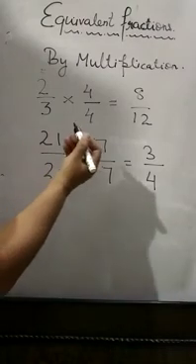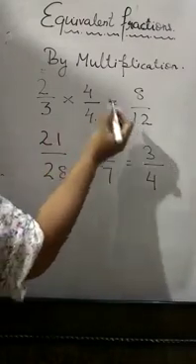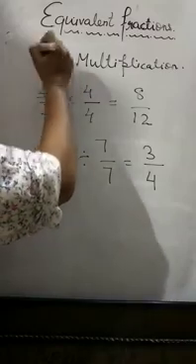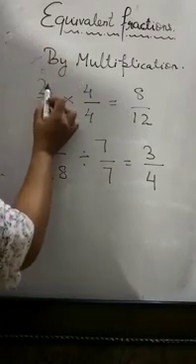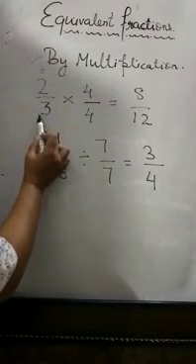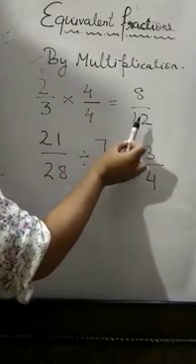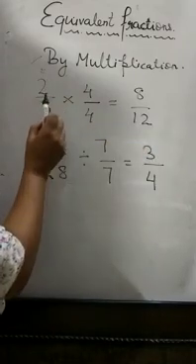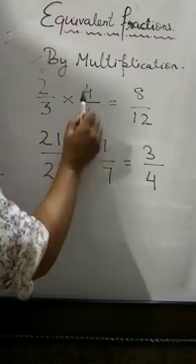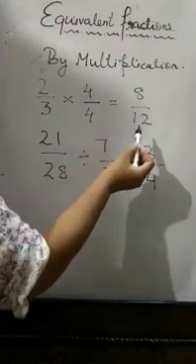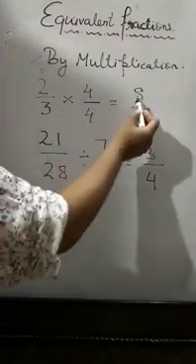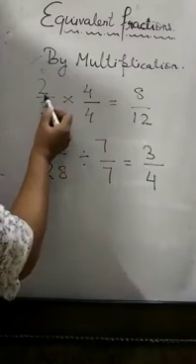So we were discussing how to get equivalent fractions. The first is by multiplication. Now you can see I have a fraction 2 upon 3 over here. To get another equivalent fraction, I have multiplied my numerator and denominator by the number 4. I got 8 upon 12. So I can say 8 upon 12 is equivalent to 2 upon 3.